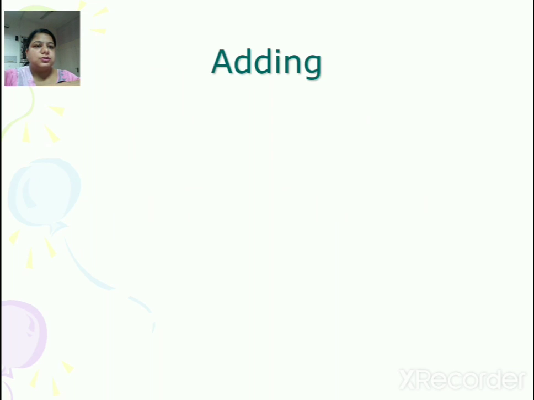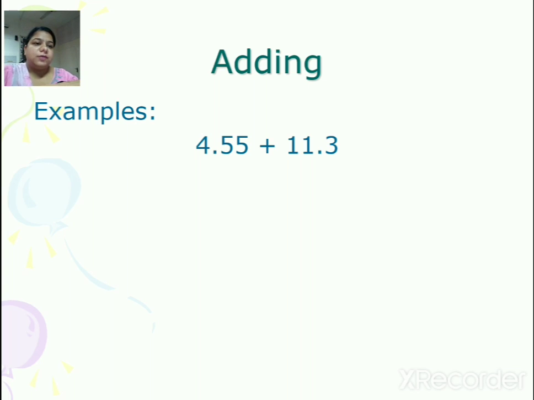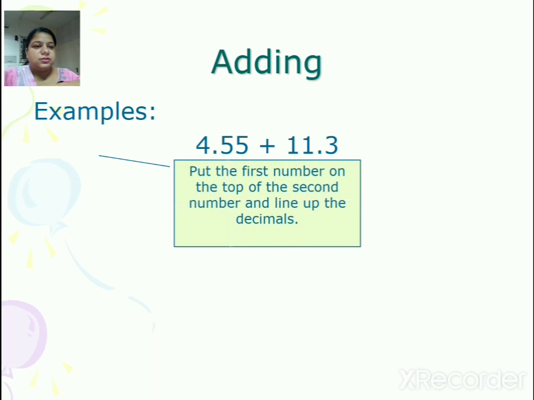So first of all, we will learn adding. The first example is 4.55. You have to add it with 11.3. So what is the first thing? You have to put the first number on top of the second number and line up the decimals. So this is how we do this.